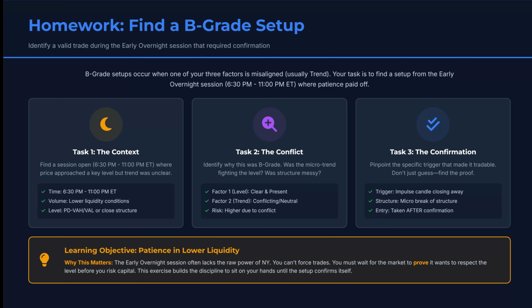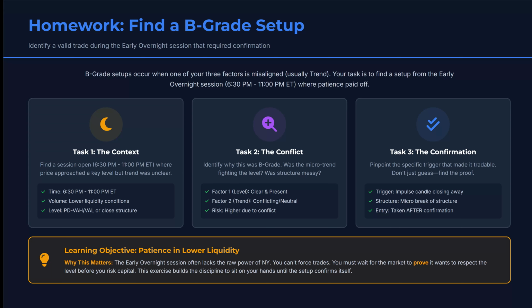Key principle: honest self-assessment. One final note: when completing this homework, be rigorous and honest with yourself. Don't force a mediocre setup to fit the criteria just to complete the assignment. If you look through a week of overnight data and don't find a perfect B-grade setup that meets all criteria, that's valuable feedback too. It tells you that perfect setups are rare and worth waiting for.